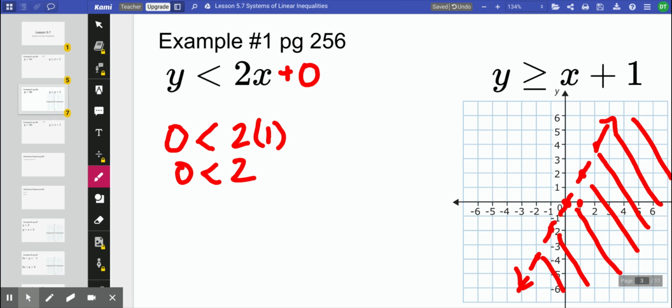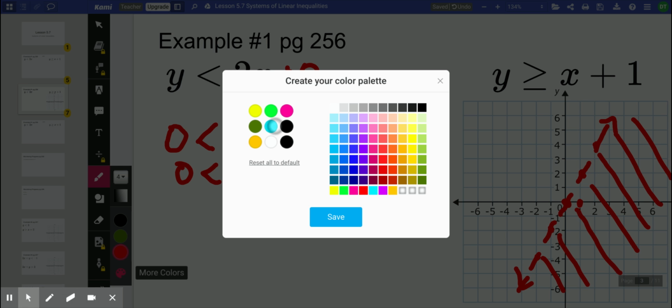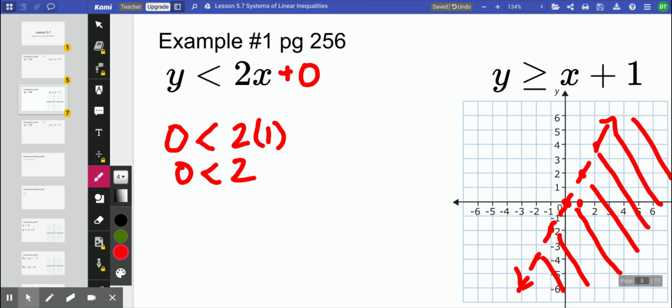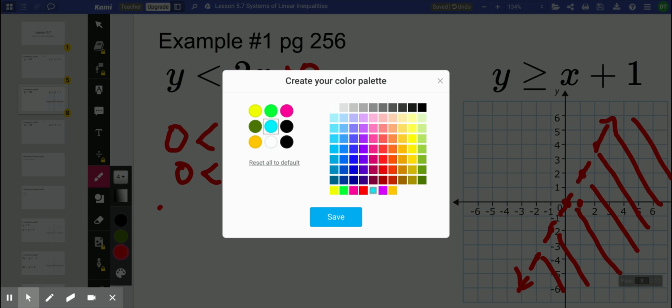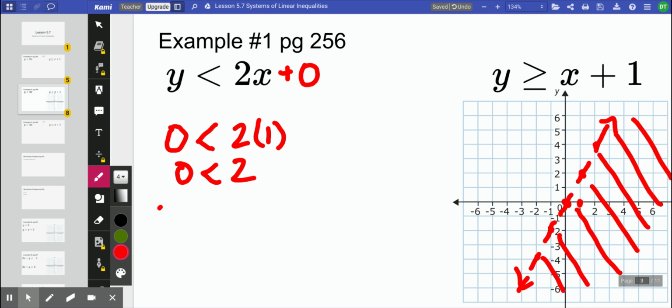Okay. Now, we've graphed the first one, but this is a system. So we actually need to graph a second line. So let's pick another color here. All right, so now we're going to graph the second one in a different color.